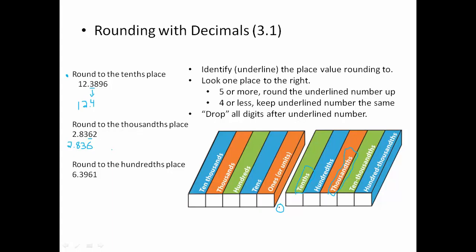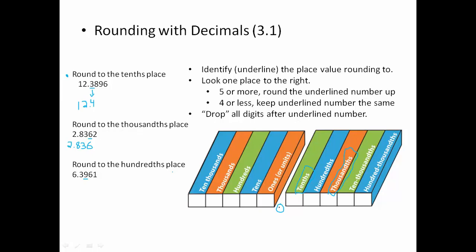Last but not least, let's look at this final question, round to the hundredths place. Well, we've done tenths and thousandths, so let's do hundredths. As you can see from the table, it's going to be the second digit to the right of the decimal point. So here it is. It's a 9. I have to look to the right to decide, am I going to round that 9 up, or am I going to keep it the same? Well, to the right of the 9 is a 6, which means 5 or more. I'm going to round the 9 up.